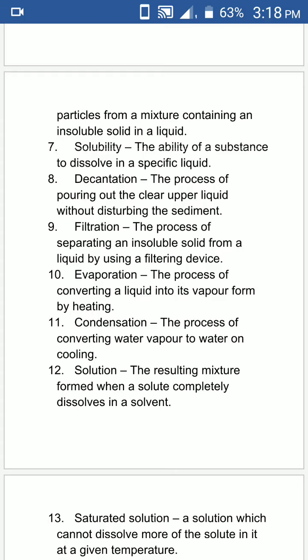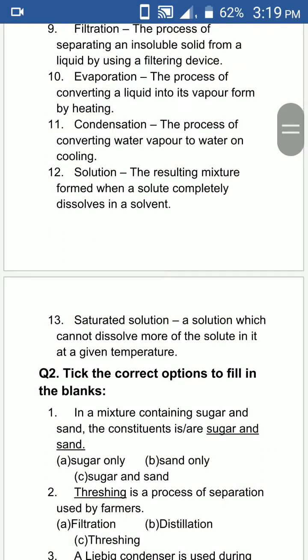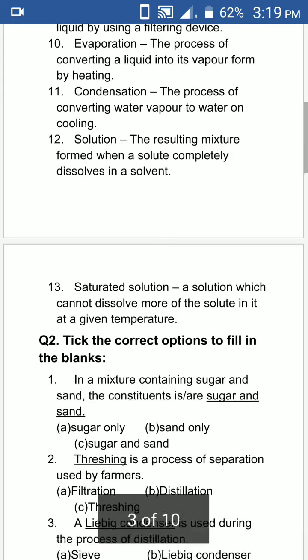Tenth is evaporation, the process of converting a liquid into its vapor form by heating. Eleventh, condensation, the process of converting water vapor to water on cooling. Solution, the resulting mixture formed when a solute completely dissolves in a solvent. And the last definition is saturated solution, a solution which cannot dissolve more of the solute at a given temperature.